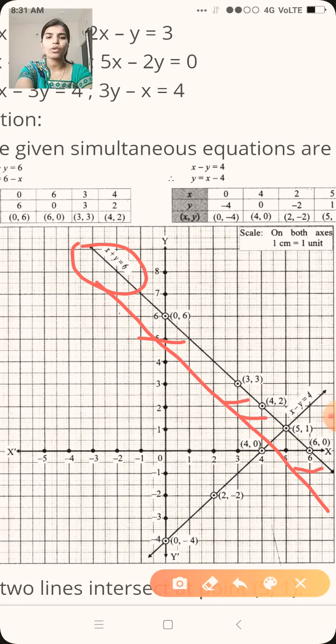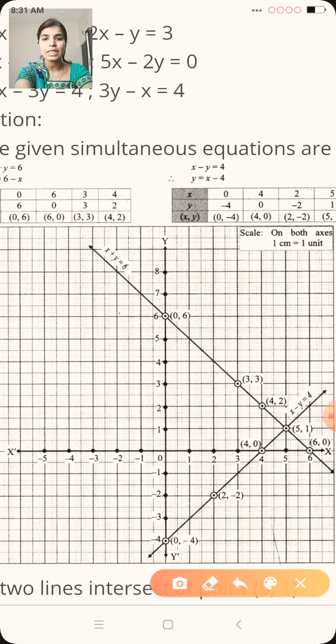Okay, then we want to draw the second line. So you will see which are the coordinates of second line. 0 comma minus 4. So the 0 comma minus 4 is comes here. Then 4 comma 0. 4 comma 0 is coming here. 2 comma minus 2, it is here. And then last one is 5 comma 1. 5 comma 1 is here. So similarly you can draw the straight line passing through the all points. So you will see, write down this equation of the line on that line.